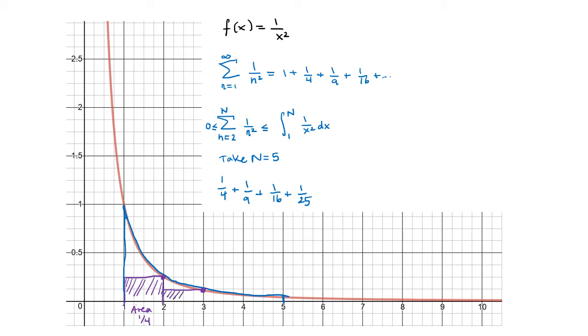And so using this right-hand endpoint as the height of my rectangle, this shaded area has area 1/9. Okay, and then here we have area 1/16 if I use the right-hand endpoint. And finally, area 1/25 if I use the right-hand endpoint. We know that the integral is going to be bigger because we have that f is decreasing.